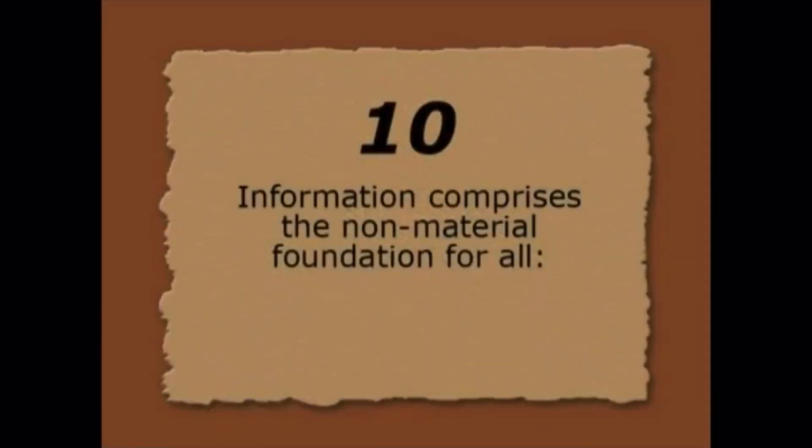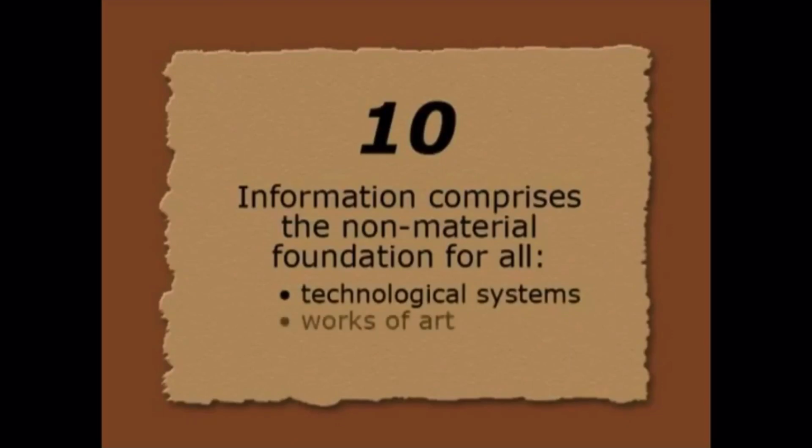In most cases, we cannot see the sender. For example, if you go to a library and you see thousands of books in the library, very seldom you will see the sender, the author of the books. Nevertheless, it is information. Number 10, information comprises the non-material foundation for all technological systems, works of art, and biological systems.